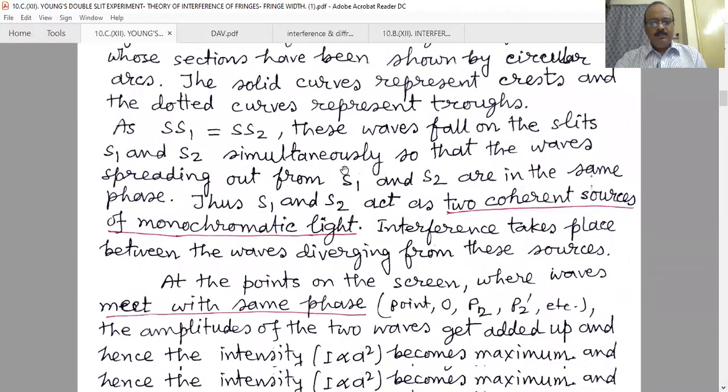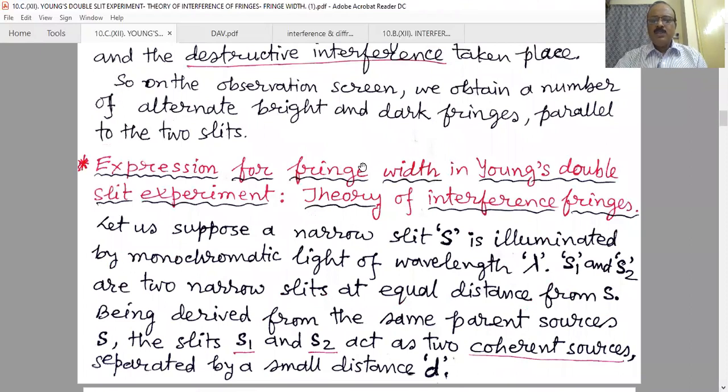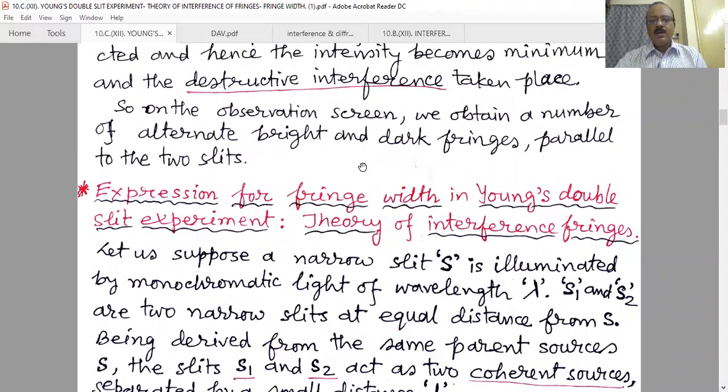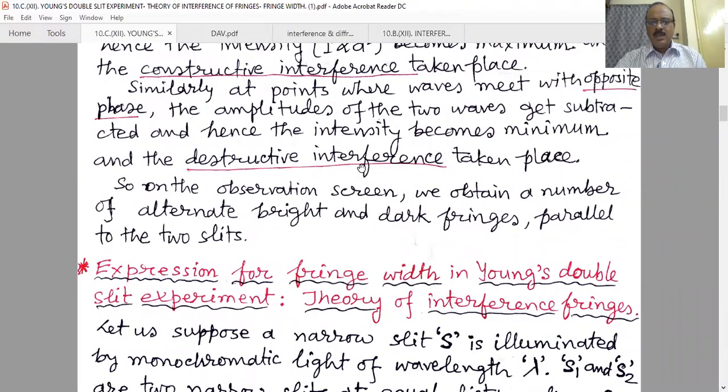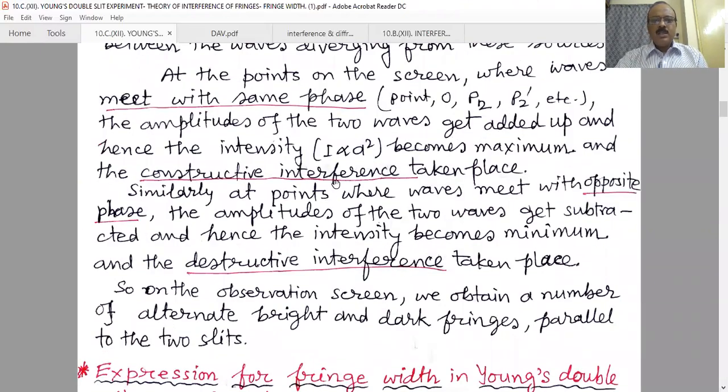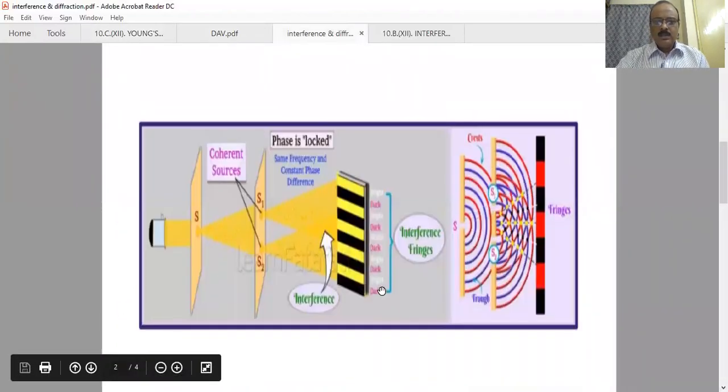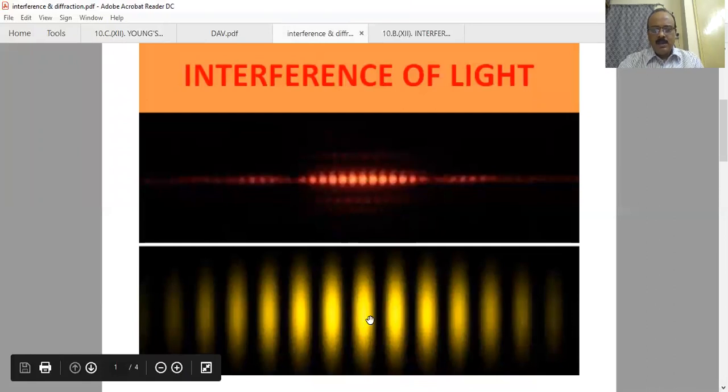Now, what is the expression for the fringe width? Fringe means the bright and dark spots. We observe this type of pattern, which is an interference pattern, and the light color is yellow. This is the central fringe, the central bright maxima or central bright fringe. This is the first secondary maxima, and this is the minima.